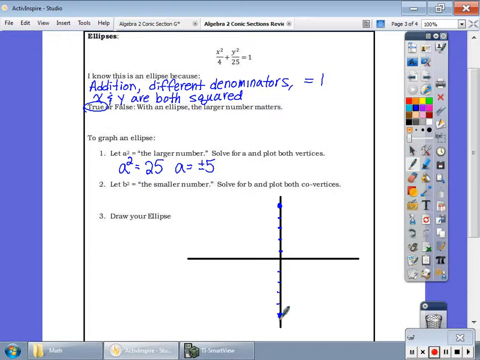It says let b squared be the smaller number. b squared equals 4, so b is equal to plus or minus 2. What axis does that get put on? 1, 2, put a point. 1, 2, put a point. Draw your ellipse.